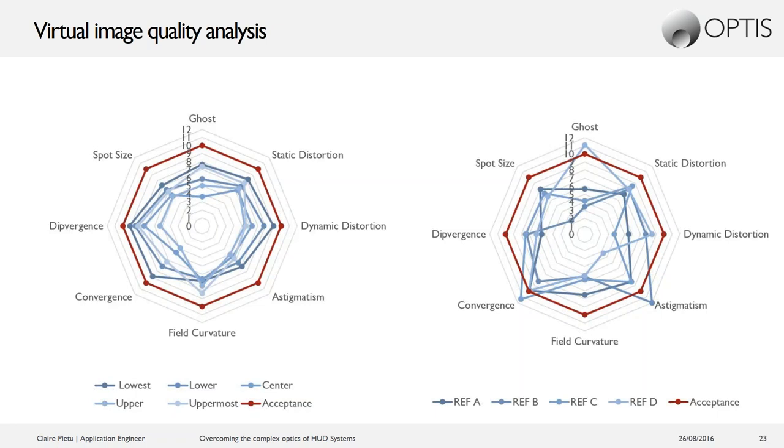We have a radar chart showing several curves, and each curve corresponds to an eye box, so a driver size. Once again, the radial axis reflects the virtual image defects, such as distortion, astigmatism, and so on. The maximum accepted values for each optical metric are depicted by the red curve. This is something that you would define. It's specific to each OEM or supplier. Everyone defines their own standards, and you can then quickly compare.